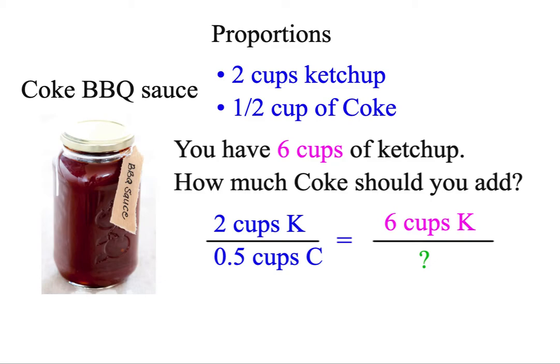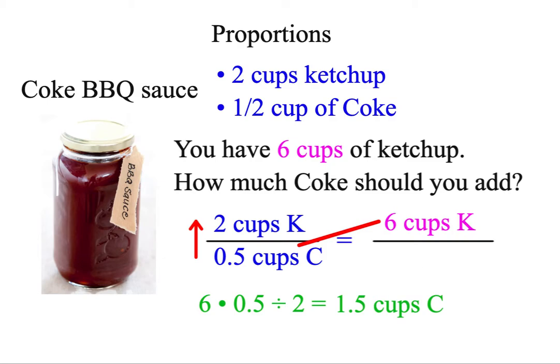From here, you'll always multiply the numbers diagonal from each other, and then you're going to divide by what's left over. So that'll be 6 times 0.5 divided by 2, and that will give us how many cups of Coke we should add, 1.5. So that's it. That is our missing value. And that'll keep these in balance and proportional and, zesty, tangy, all those things.